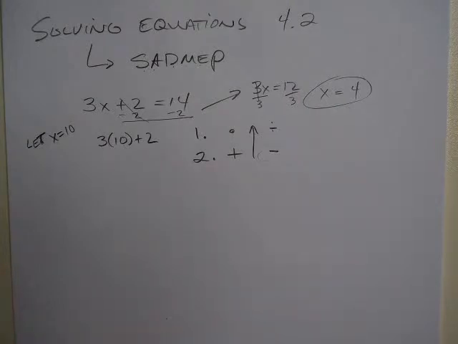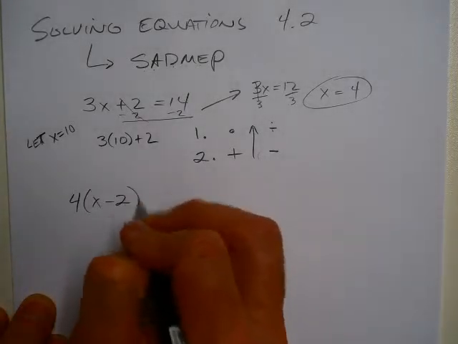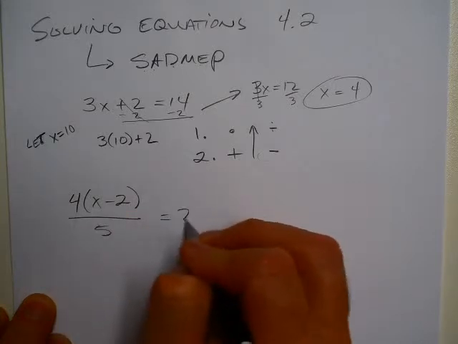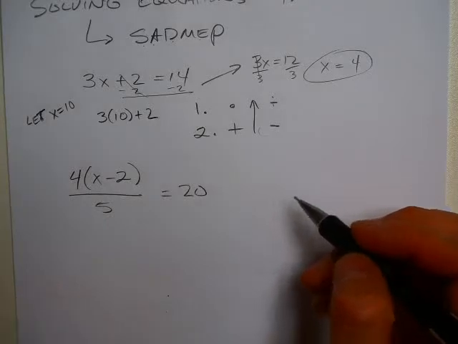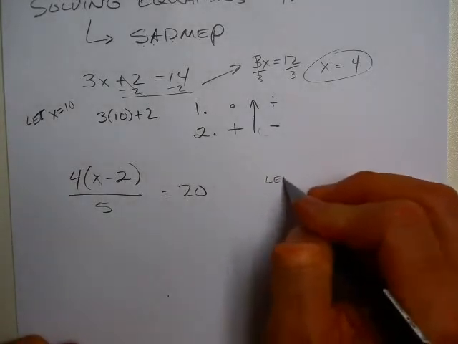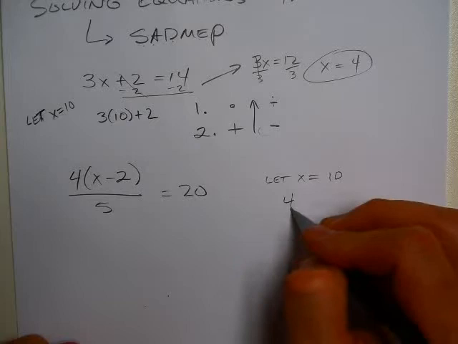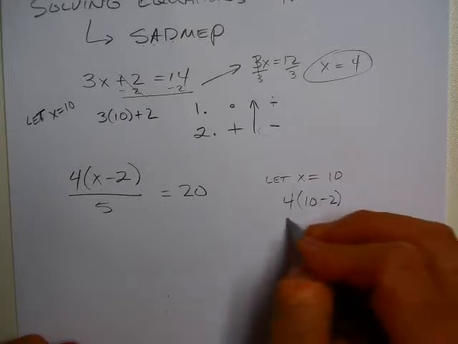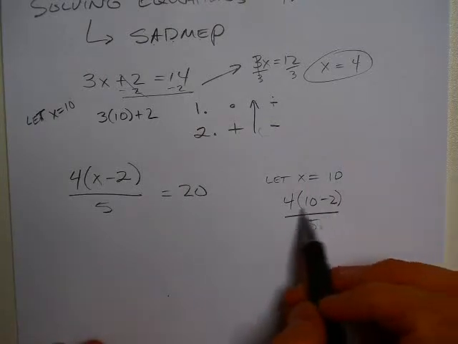What if we look at a problem like this? And maybe we get confused about what to do first. There's actually a couple of things we could start with first, but what if we say pretend or let x equal some number, let's make it an easy number, 10, and if I put that in and I said 4 times 10 minus 2 divided by 5, what's the first thing that we would do if this was the case?